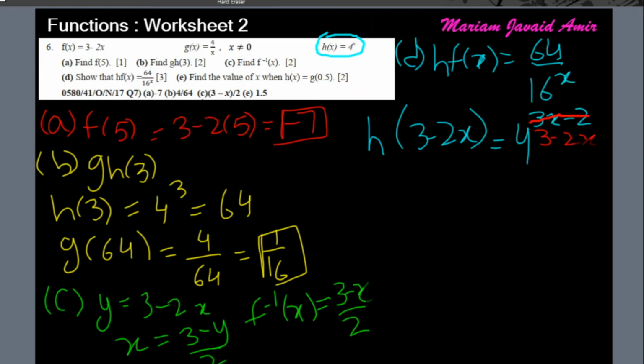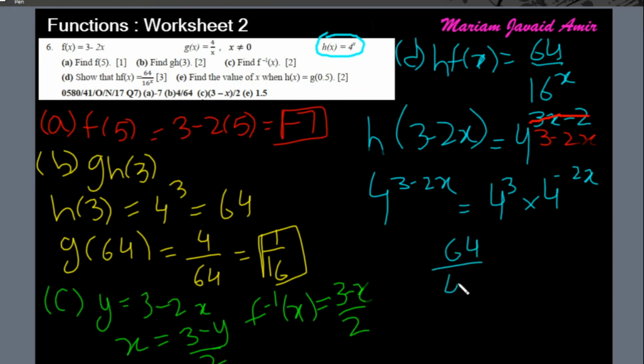So then 4 power 3 minus 2x, which can be written as 4 cube times 4 power minus 2x. 4 cube is 64 and I am taking 4 power 2x in the denominator, so the negative sign changes into a positive sign, and then I can write this as 4 square is 16, 16 power x, and we've shown what was required.